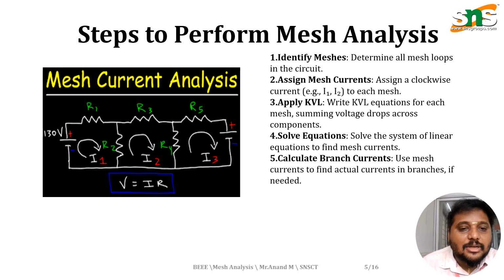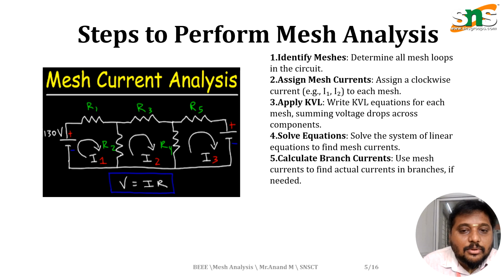For the whole circuit, you are going to reduce it using the method of mesh voltage and current law with the help of Ohm's law, V equal to IR. First, identify the meshes. Determine all mesh loops in the circuit. So we have one loop, two loops, totally three loops. Then assign mesh currents. Assign the clockwise current, for example I1, I2, I3.